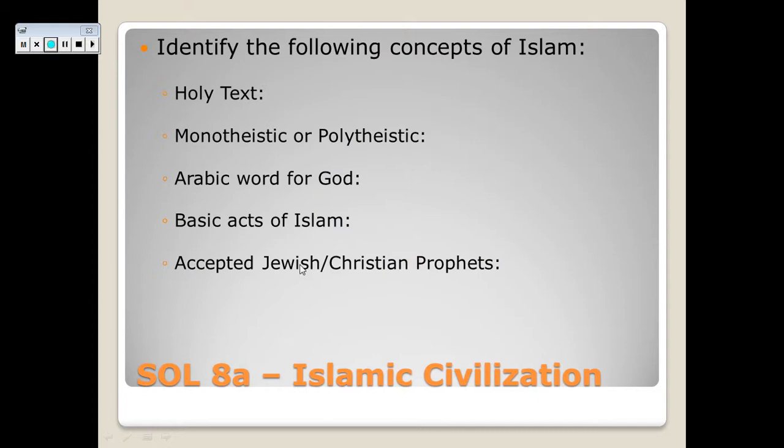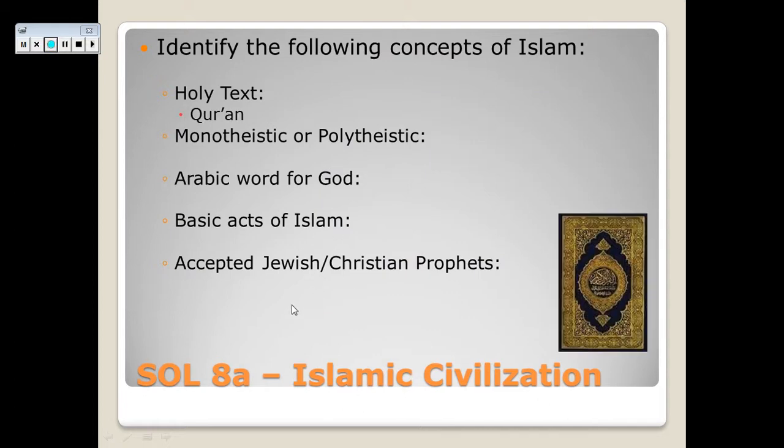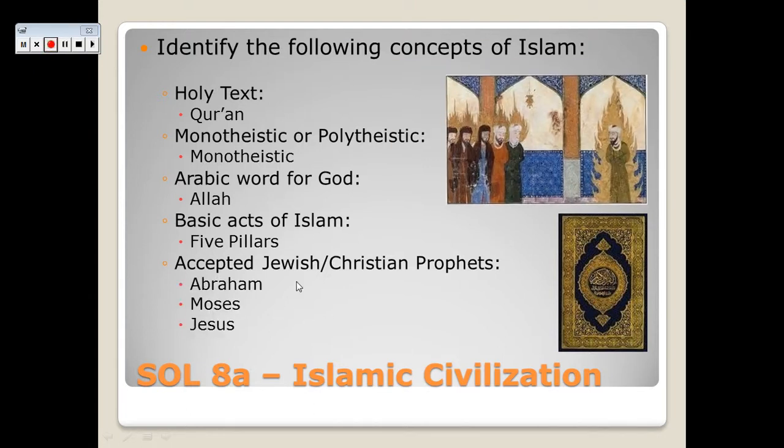The holy text for Islam is the Quran. They are monotheistic. The Arabic word for God is Allah. The basic acts of Islam are known as the 5 pillars. That's how they practice their faith on a daily basis. And they accepted Jewish and Christian prophets, specifically Abraham, Moses, and they believed that Jesus was not the Son of God. They believed that Jesus was a prophet, though. They believed he was a man of God.